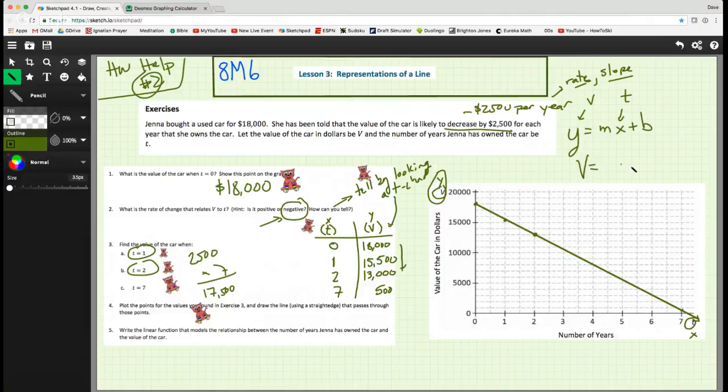Value equals our slope. What is our slope? Our slope is the thing that goes with the per. We're decreasing 2,500 per year, minus 2,500 times t, which is our x, plus b, our starting point. Well, our starting point is 18,000.